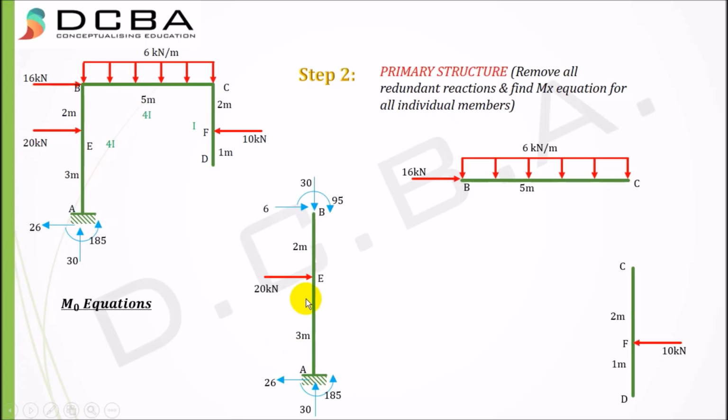Now we need to find Mx for AE and EB, as they are the individual members. I'll start by taking a section at distance x from A and find Mx here. The Mx equation would be 26 into x minus 185. 26 into x acts upwards, so it is sagging, and minus 185 causes the beam to hog, so it is negative. For EB, I'll take a distance x from point B, and Mx here would be minus 6x minus 95, because both the loads are causing hogging of the beam.